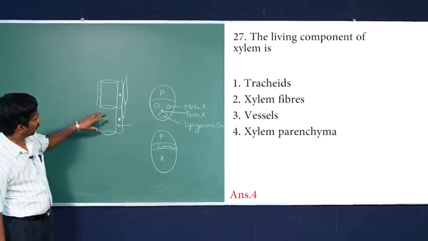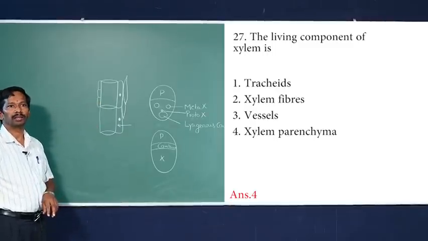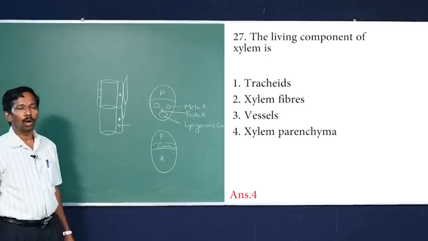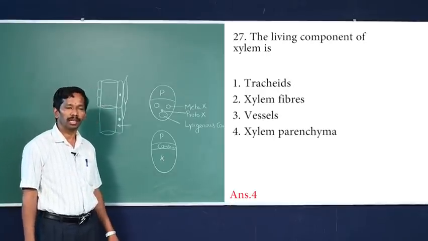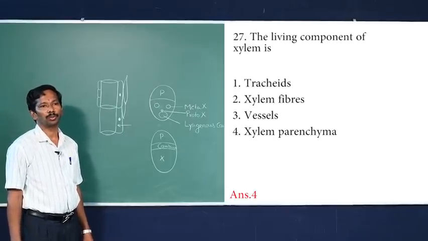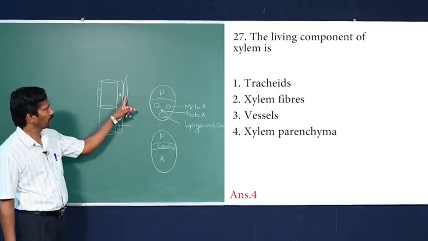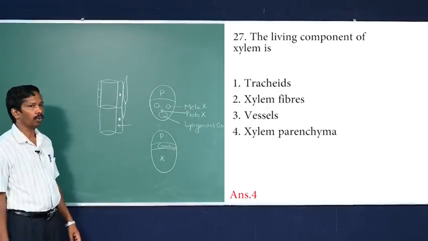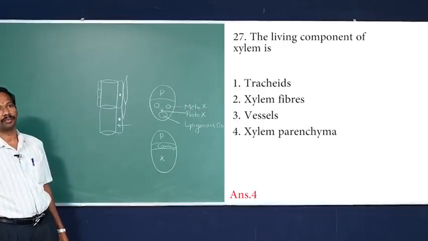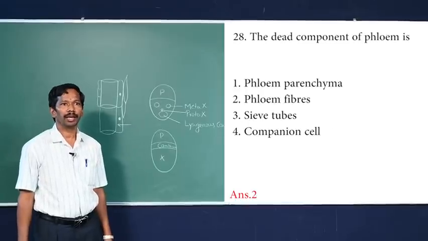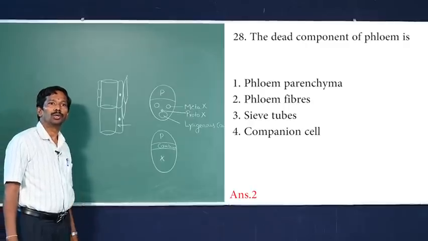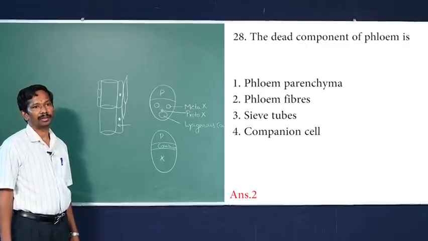27, living component of xylem, compared to phloem, is xylem parenchyma. Compared to tracheids, xylem fibers as well as vessels, all three constitute a non-living tissue. So xylem is often called non-living conducting tissue, compared to phloem, where only phloem fibers are non-living. So phloem is often called living conducting tissue. So the answer should be 4 for 27. 28, dead component of phloem is phloem fiber. The diagram is here. So the answer is 2 for question number 28.